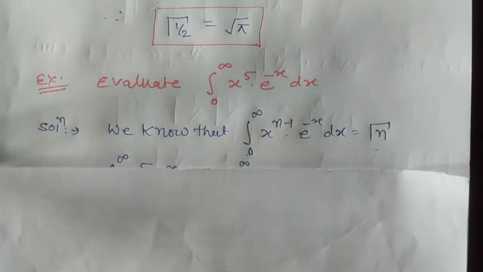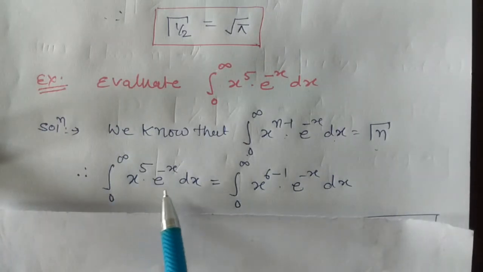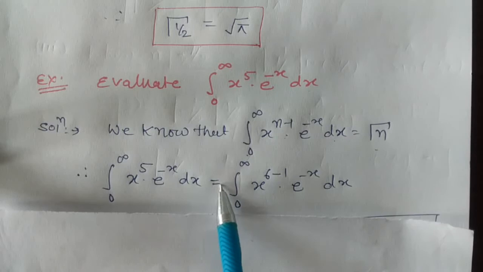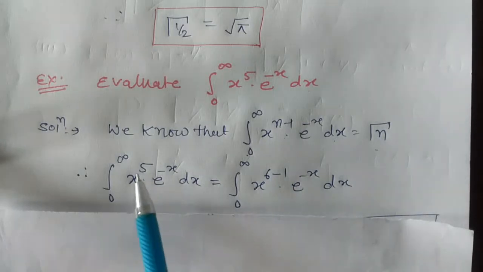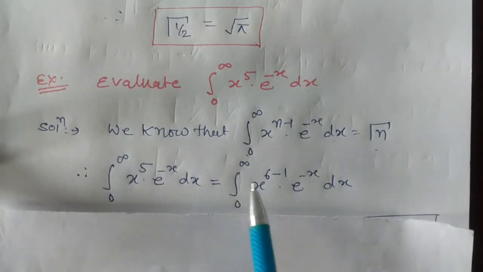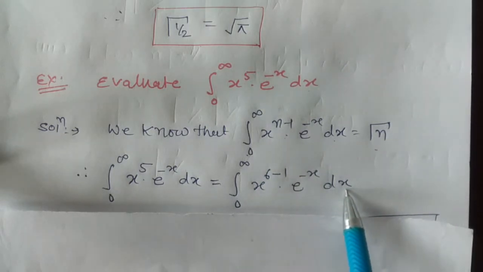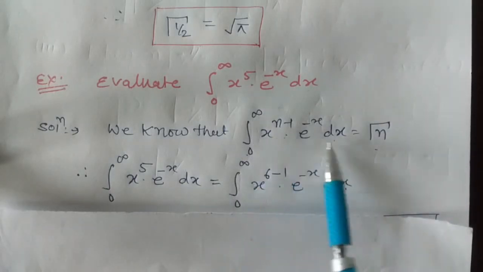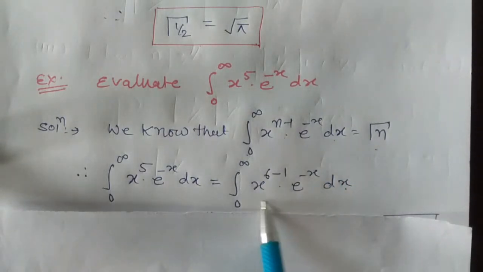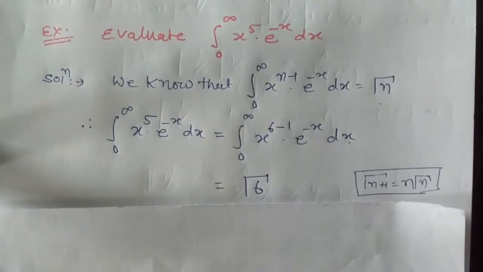Now, the given integral is 0 to infinity x power 5 into e raised to minus x dx. We can write this integral as 0 to infinity x power 6 minus 1, x power 5 we express as x power 6 minus 1, into e raised to minus x dx. Now comparing this integral with the definition of gamma function, we have this integral equal to gamma 6. So the value of the integral is gamma 6.